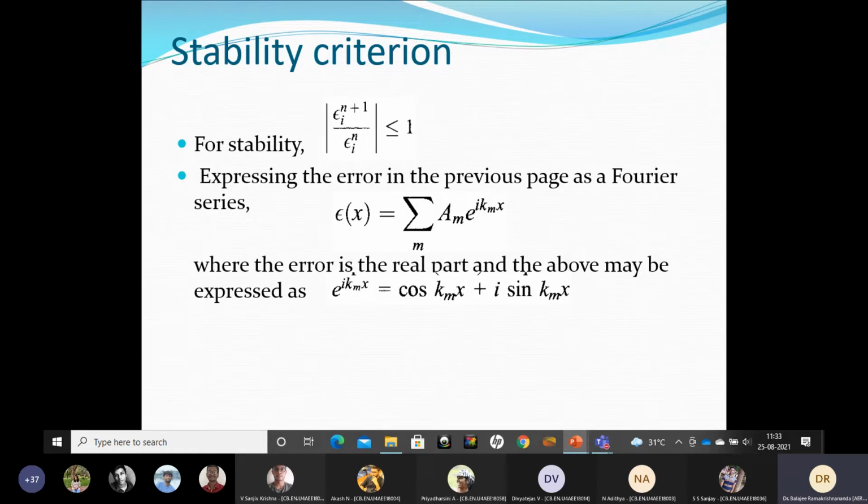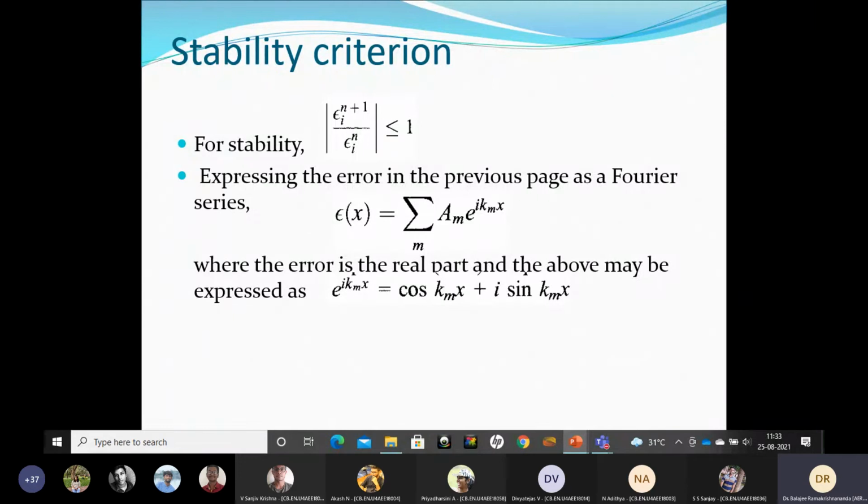So the modulus of the error compared to the previous time step should decrease with time, which means when you divide it, the ratio should be less than or equal to 1. Easy to understand, the first step. Okay.